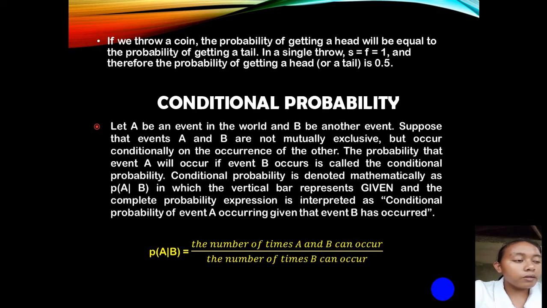Let A be an event in the world and B be another event. Suppose that events A and B are not mutually exclusive, but occur conditionally on the occurrence of the other. The probability that event A will occur if event B occurs is called the conditional probability. Conditional probability is denoted mathematically as p(A|B), in which the vertical bar represents 'given', and the complete probability expression is interpreted as the conditional probability of event A occurring given that event B has occurred.